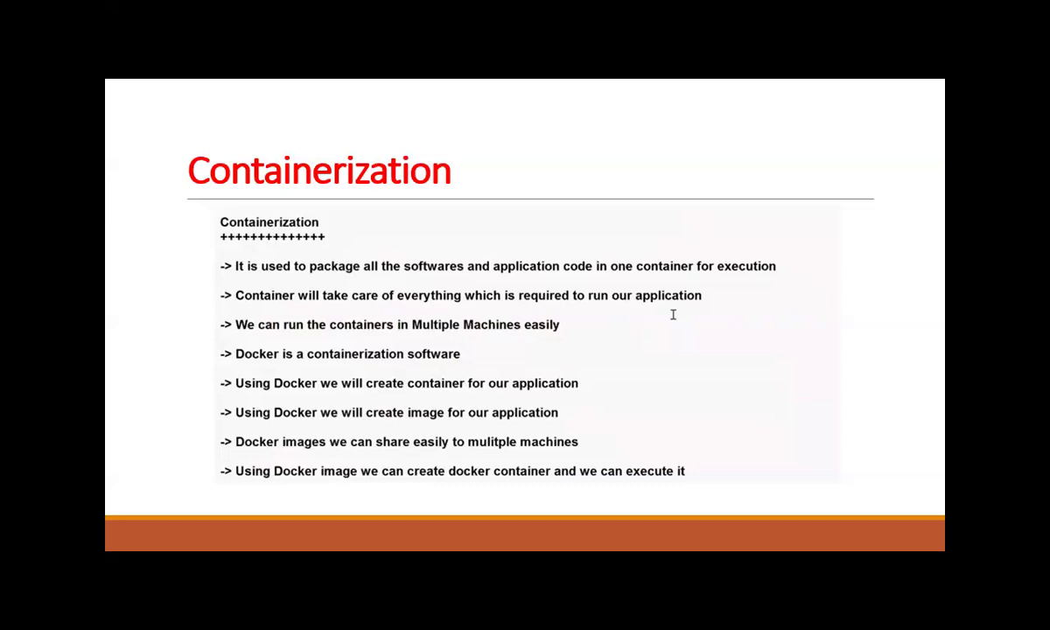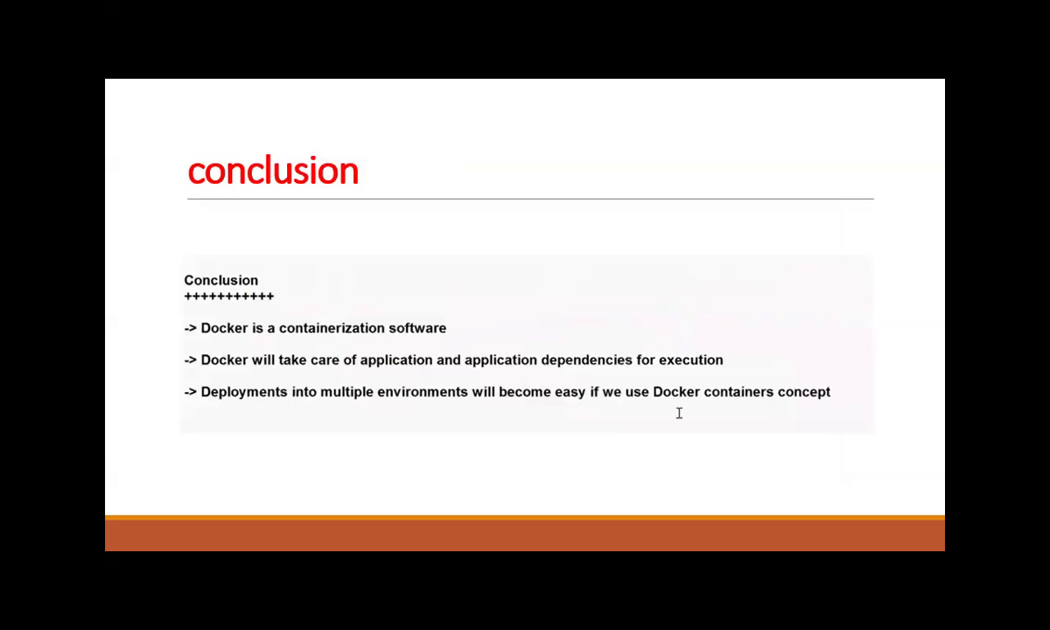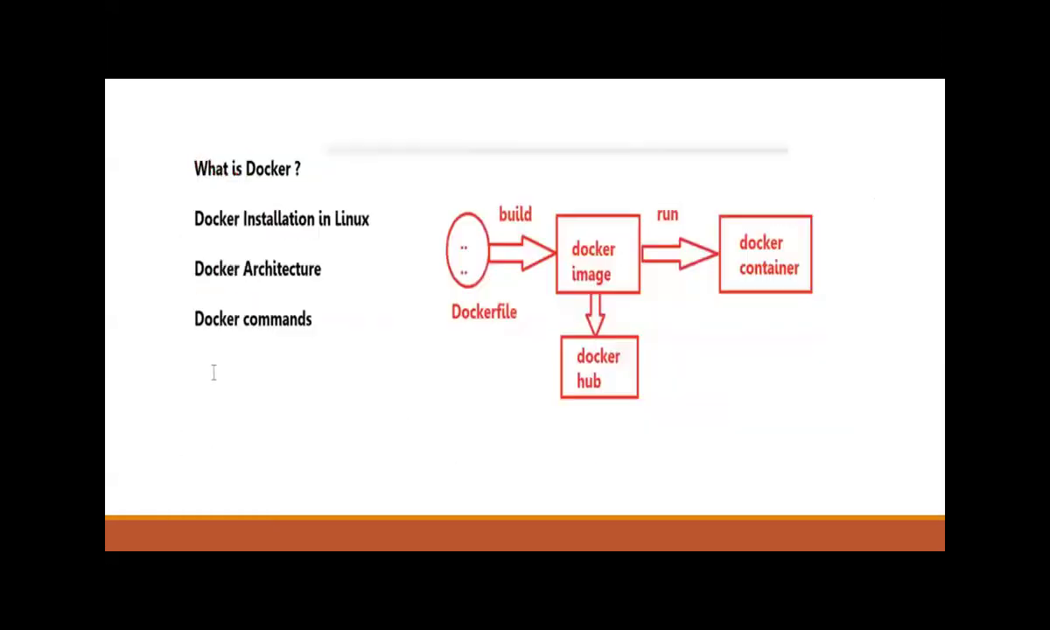Using the Docker image, we can share it easily to multiple machines. Using the Docker image, we can create a Docker container and execute it. So Docker is a containerization software. Docker takes care of the application and application dependencies for execution. So deployments into multiple environments become easy if we use the Docker container concept, because if you create the Docker image, we can run it on a number of environments. I will show you the Docker image.